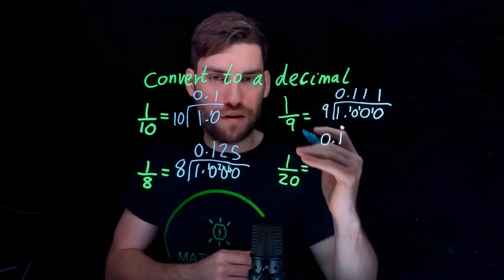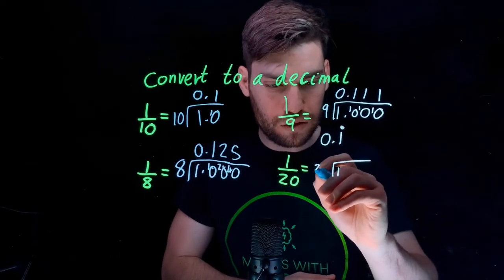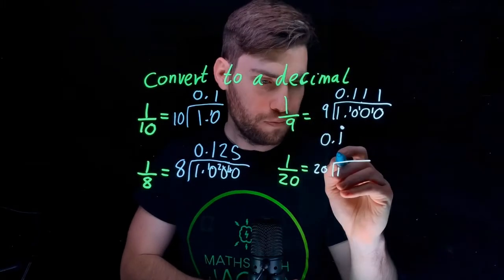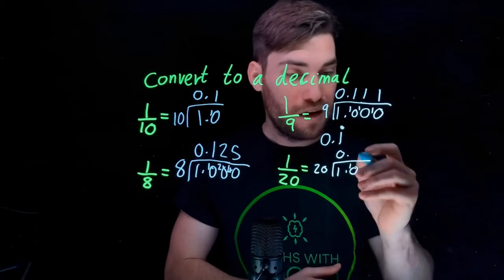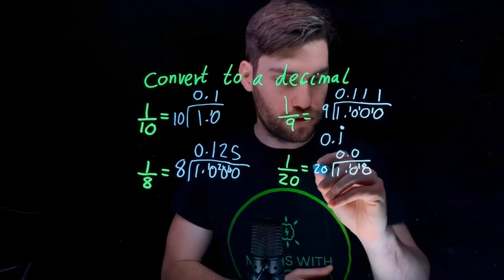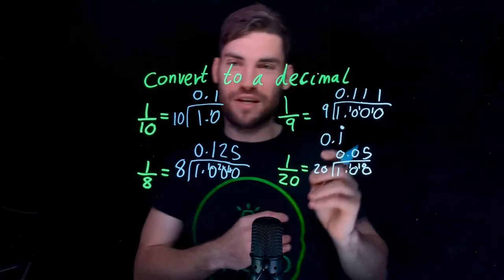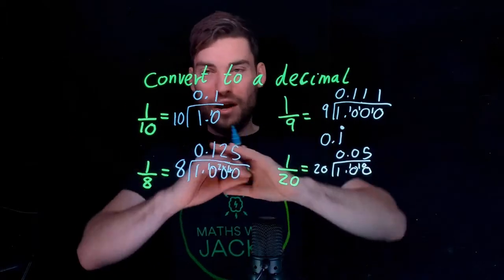Now 1 divided by 20. How many 20s go into 1? That is 0. Carry 1 over, how many 20 into 10? Still 0. And now how many 20s into 100? That is 5. So you can see a 20th is the same as 0.05. Hopefully now you've seen it a bit more.